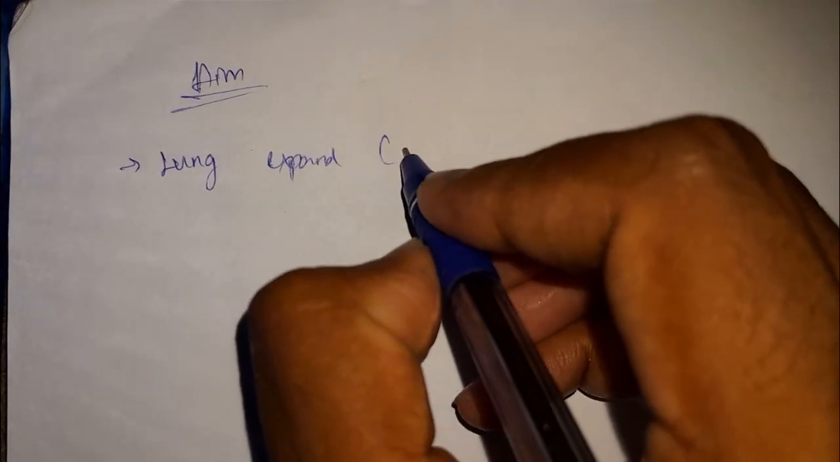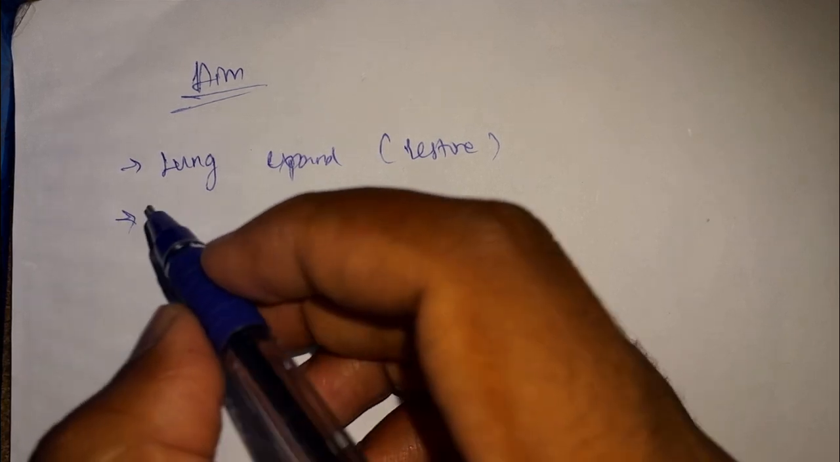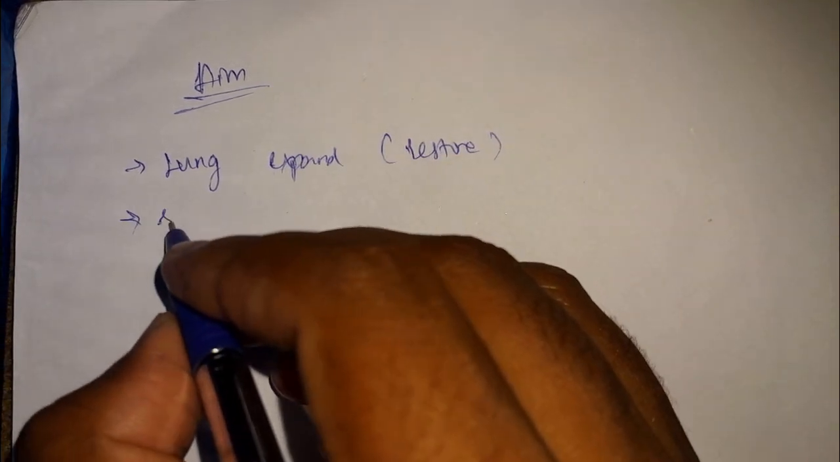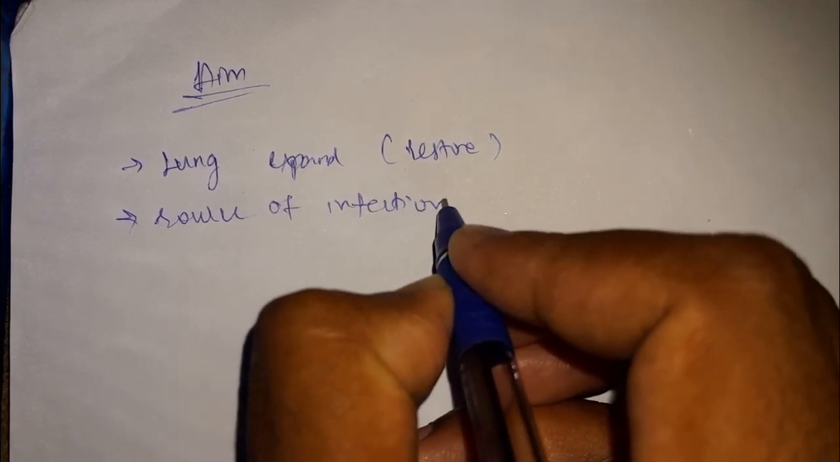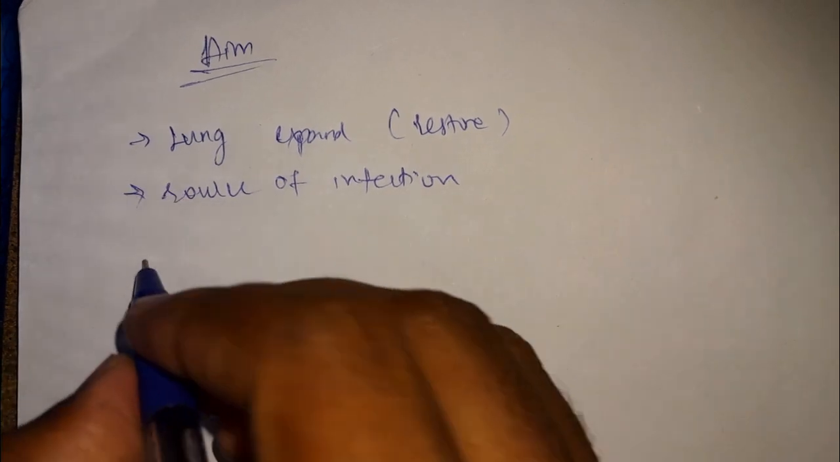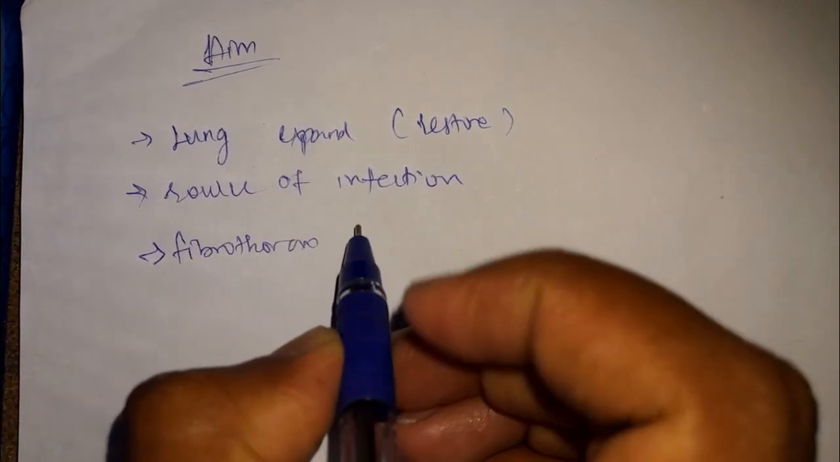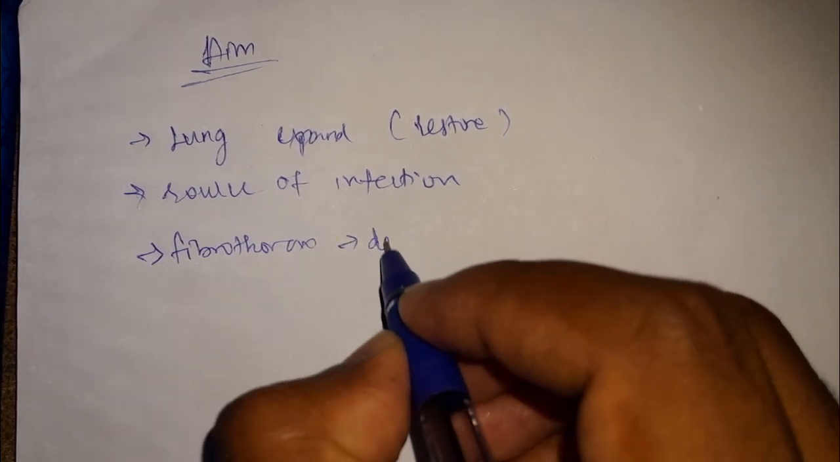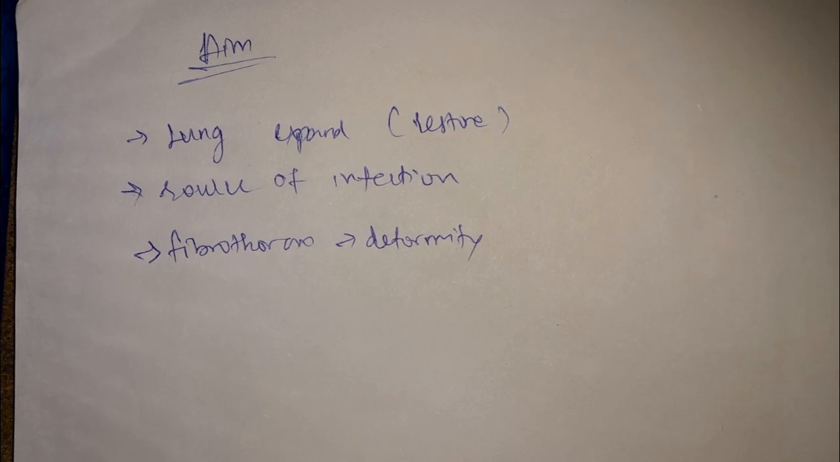Let's talk about the aim of this decortication. In this we are just restoring the lung expansion and deflation. And if the fibers are there, we remove the source of infection. We can't remove the infection itself, but we can focus on the source of infection. And if there is a fibrothorax, afterwards it becomes a deformity of the chest wall, so we are preventing this deformity by removing it.